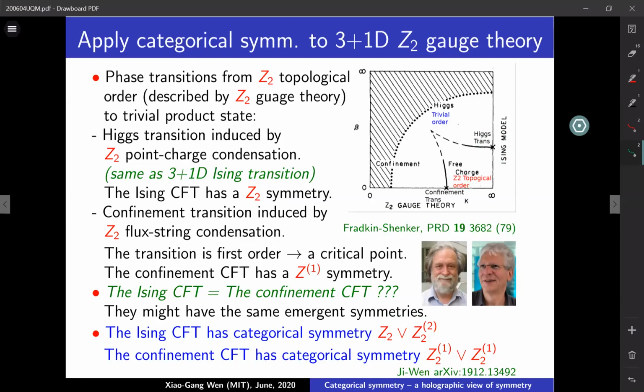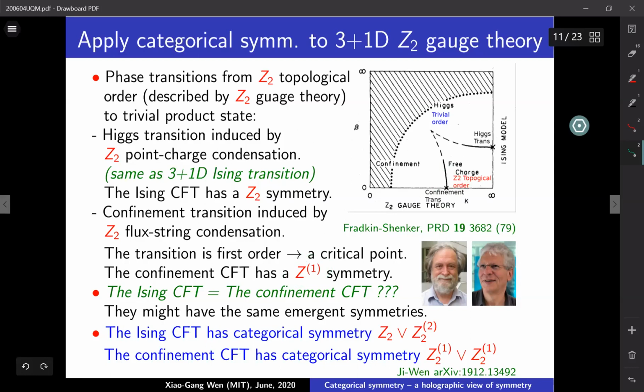Okay. And however, for this confinement transition, what happens is that it's first order. Usually they are first order. But here we imagine we can fine tune the parameter to reach a second order transition to get a critical point describing the confinement transition. We know that the confinement transition really comes from this string condensation, Z2 flux condensation. Therefore, this critical point for the confinement transition would have the Z2-1 symmetry.